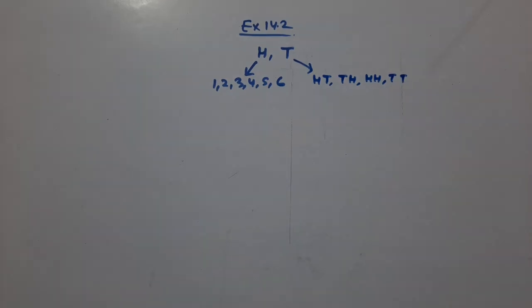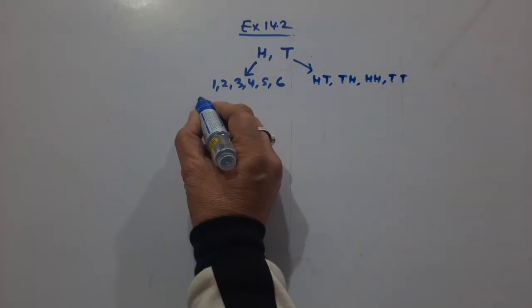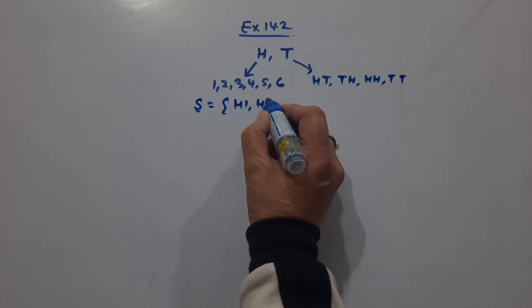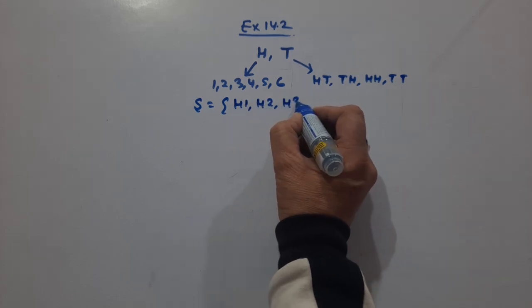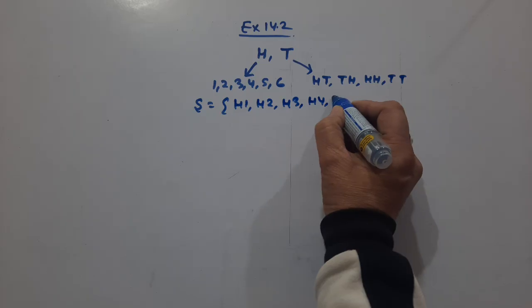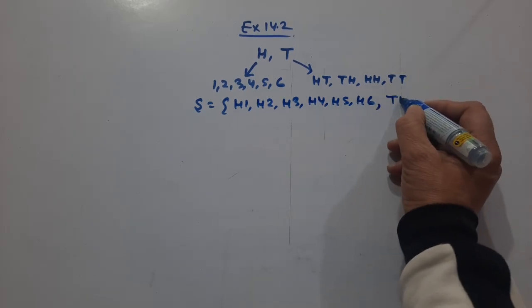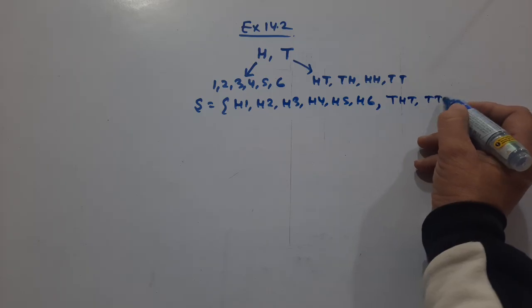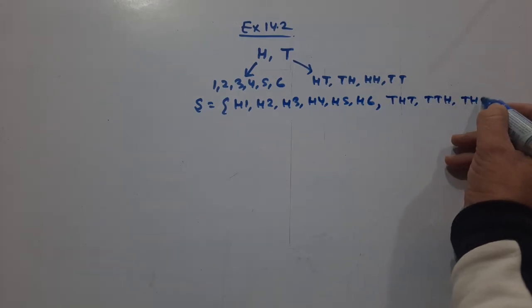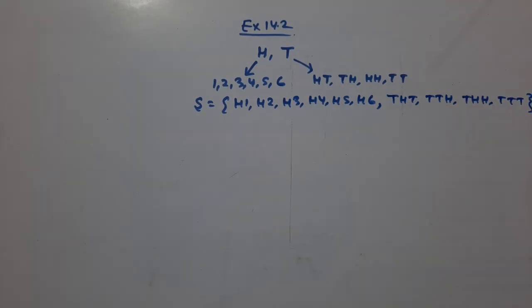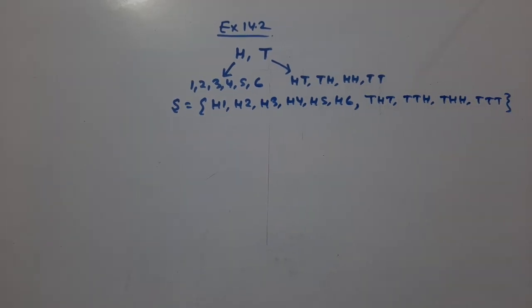And tail like this. Now students, the sample space will be like this: H1, H2, H3, H4, H5 and H6, or THT, TTH, THH or TTT, like this. So this is the sample space. Now students, this is the first part, describe the sample space.